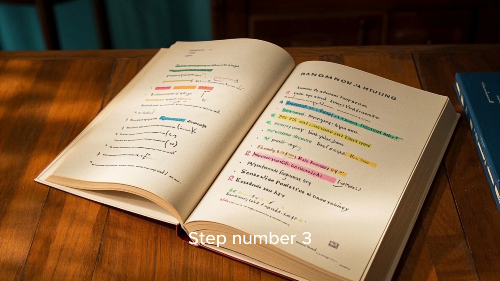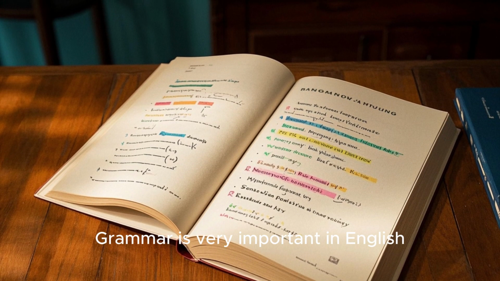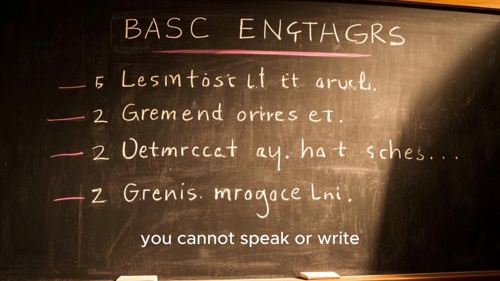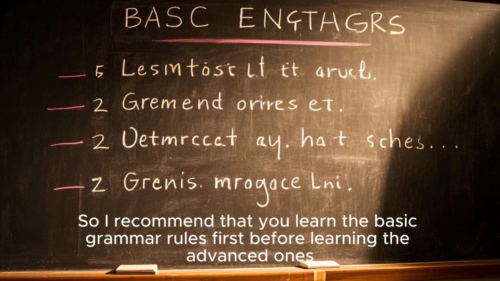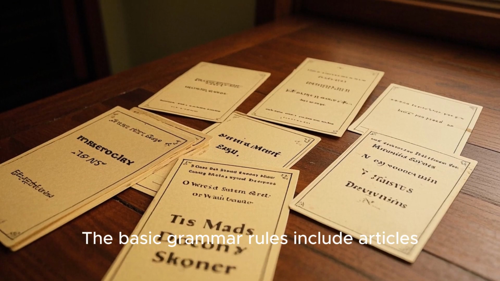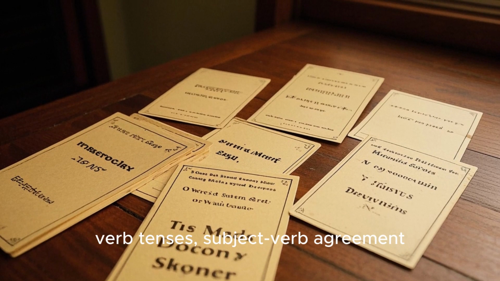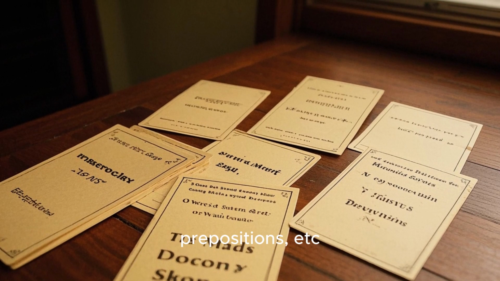Step number 3. Learn basic grammar rules. Grammar is very important in English. Without grammar, you cannot speak or write English correctly. So I recommend that you learn the basic grammar rules first before learning the advanced ones. The basic grammar rules include articles, verb tenses, subject-verb agreement, prepositions, etc.